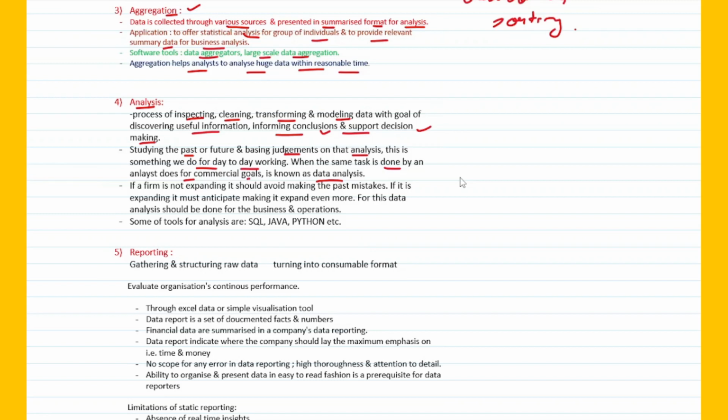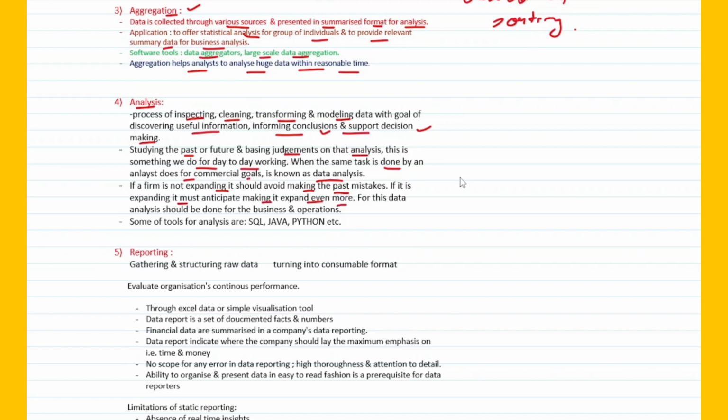So basically, analysis that you do for decision making, based on the past or future, and which can help you in day-to-day working, is called data analysis. If a firm is not expanding, it should avoid making past mistakes. Yes or no? If they are not on an expanding spree, then whatever mistakes they have made in the past, they should not repeat. But if it is expanding, it must anticipate expanding even more.